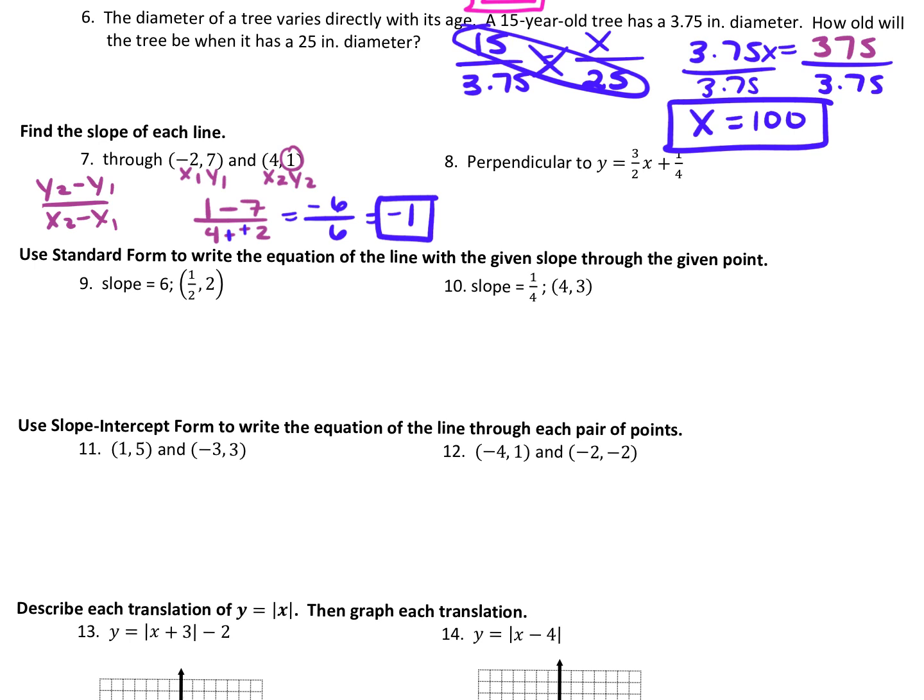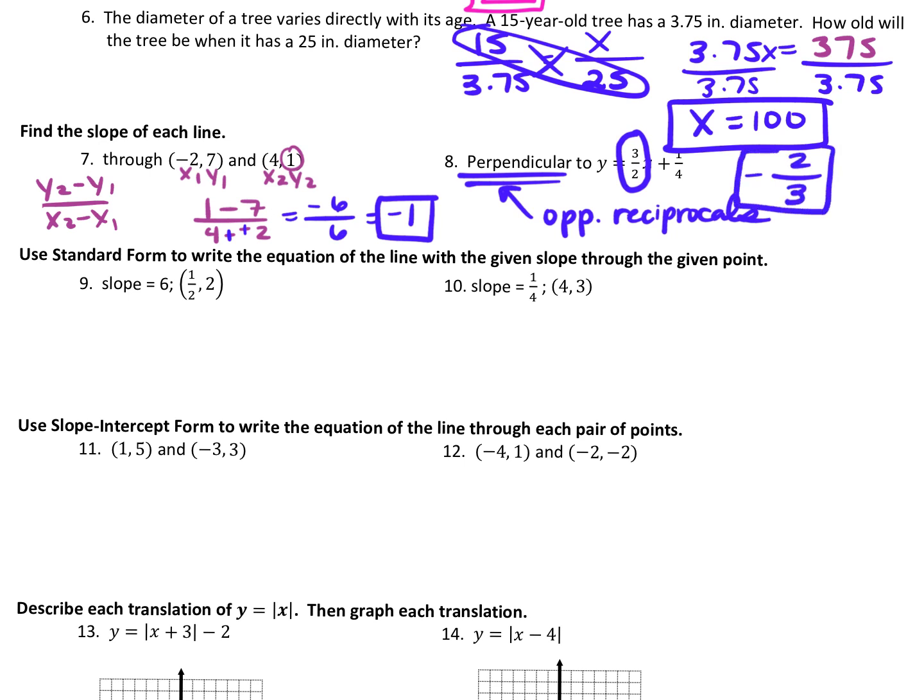Then it says find the slope of the line that's perpendicular to this line. Remember, the only thing we care about in finding a perpendicular is the slope. So if currently your slope is 3/2, remember, perpendicular slopes are opposite reciprocals. So the opposite reciprocal of 3/2 means you flip it over, 2/3, and change the sign. So that's going to be a negative 2/3. Okay.